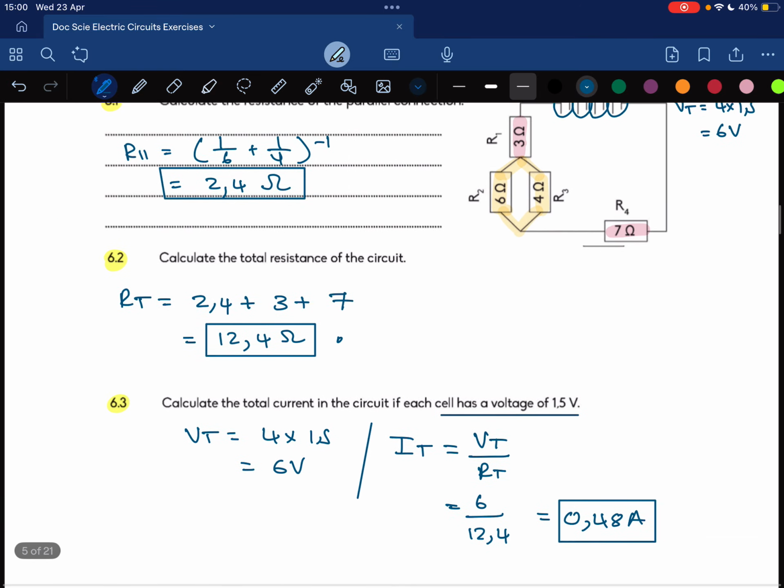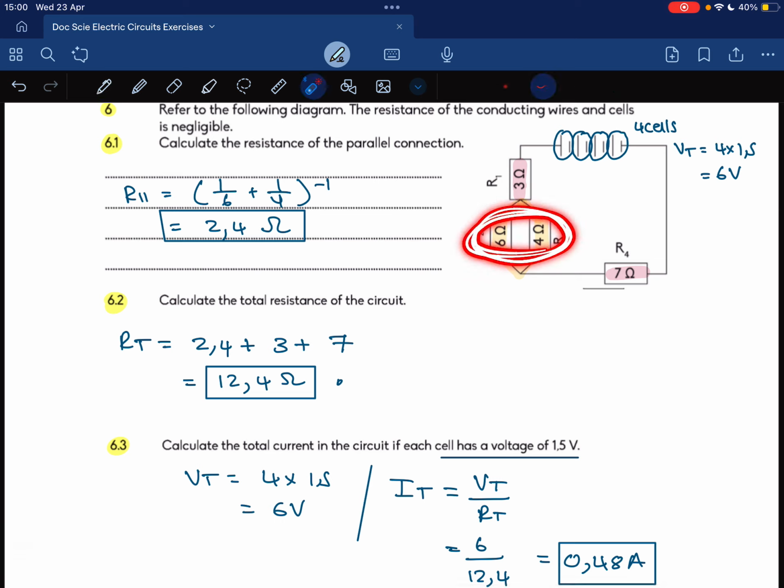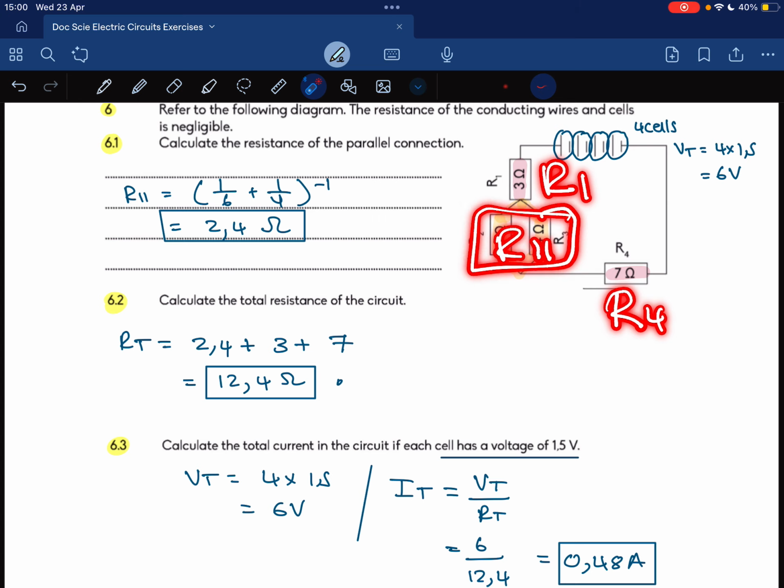Okay, so it's important just to break the circuit up into doing the parallel portion first, and then once you know the resistance here, then it's just a series circuit. You'd have R4 plus R1 plus R parallel, which would then act as one resistor.